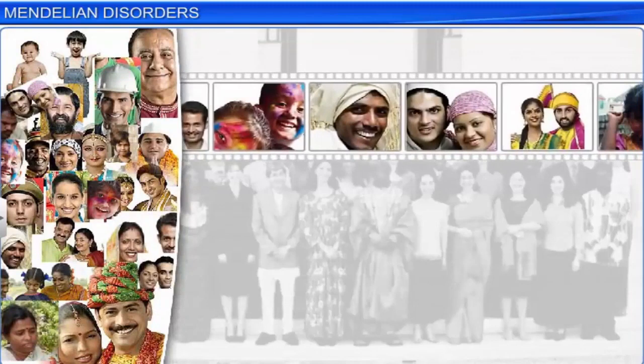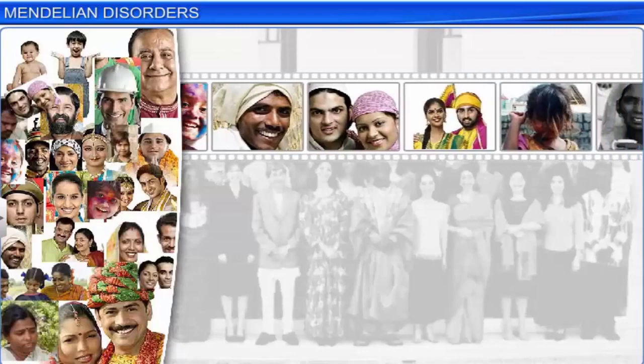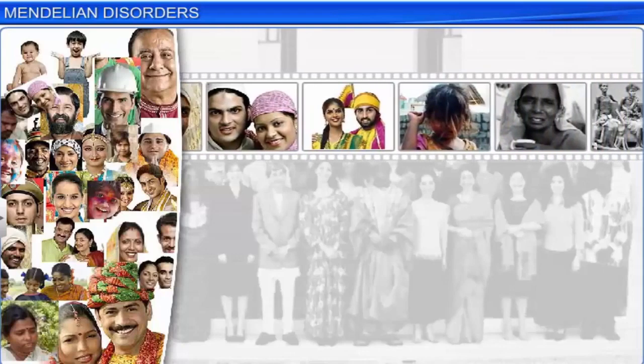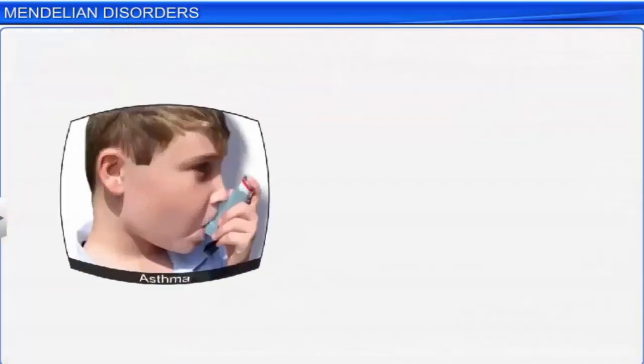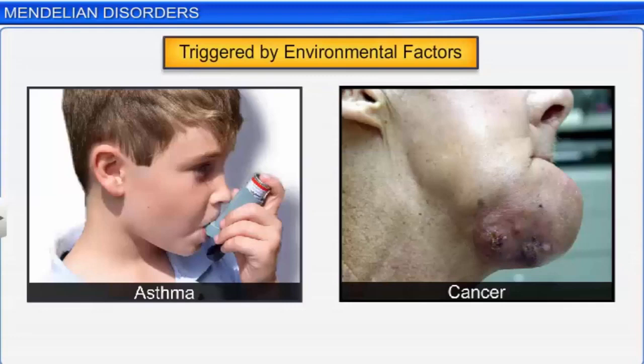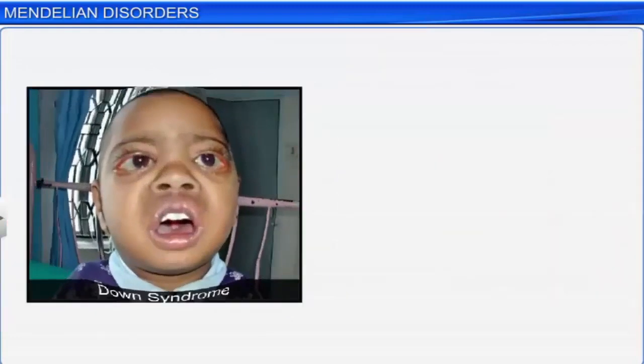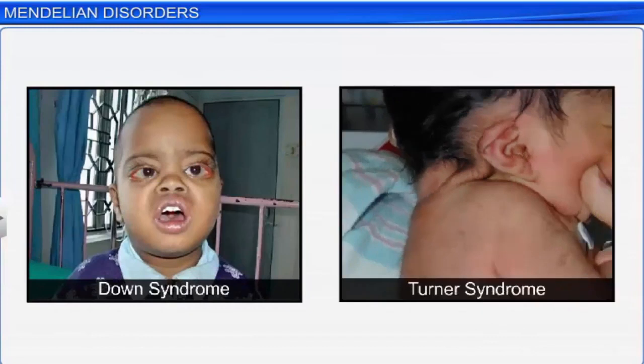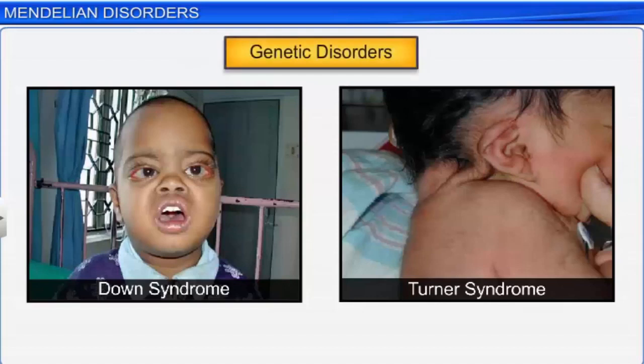While some of these genes lie hidden in a recessive form all through our lives, there are others that show their influence later in our lives when triggered by environmental factors. There are also a few genes that show their presence immediately after birth or even before we are born in the form of genetic disorders.